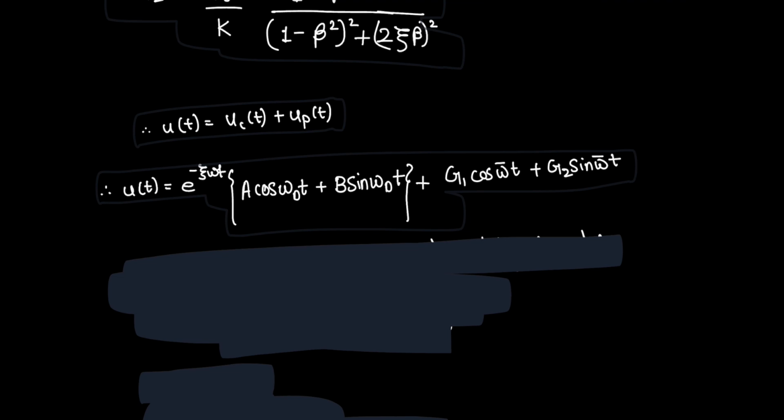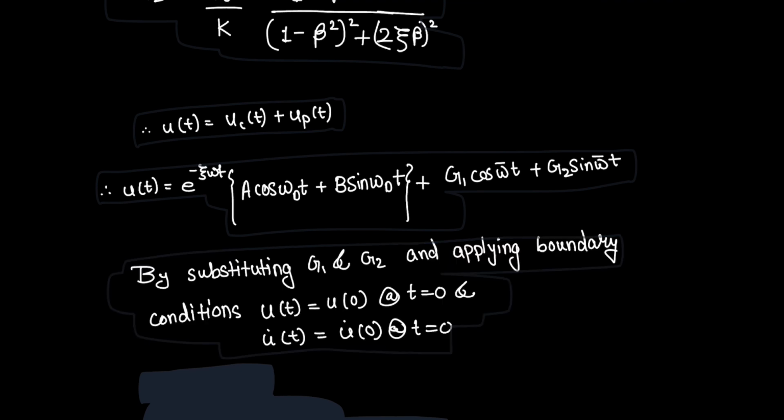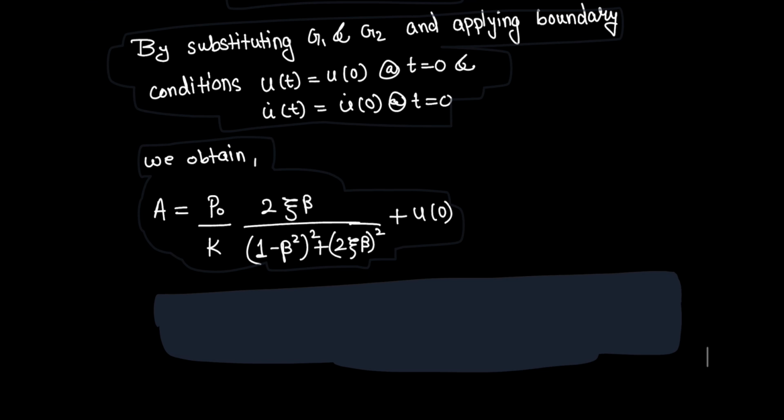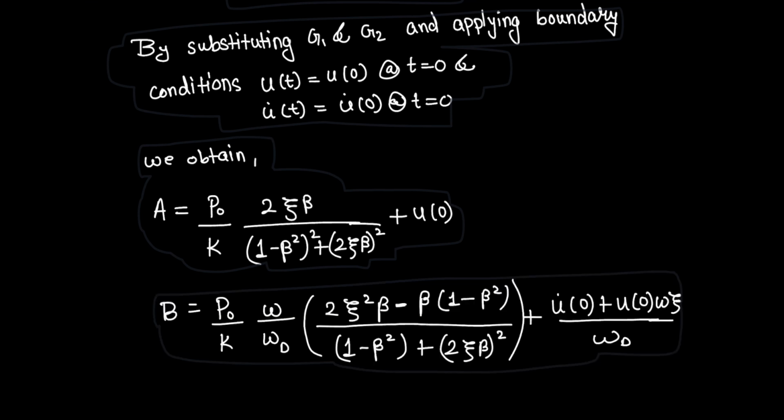Here we know G1, G2. The only unknowns here are A and B, which can again be determined by applying the boundary conditions. After applying the boundary conditions, we find A and B as the expressions that are written here.